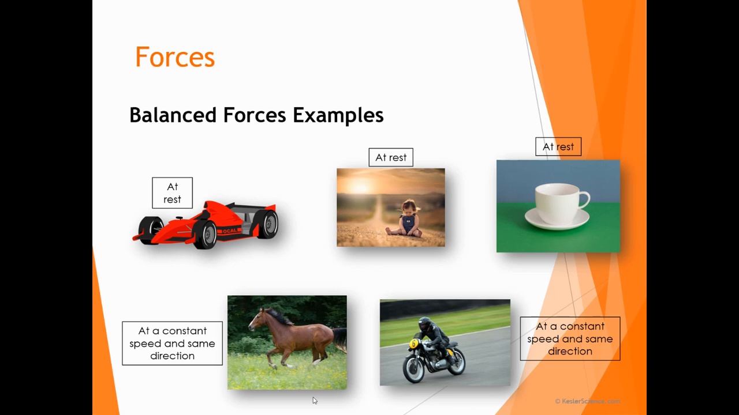So some examples of balanced forces. This car is sitting at rest. The toddler is sitting at rest on a road, maybe not the safest place for them to be sitting. A cup and saucer is sitting at rest on a table. The horse, it says here, is moving at constant speed in the same direction. So that means there are balanced forces. And this motorcycle is moving at constant speed and in the same direction. So here again, we have balanced forces.